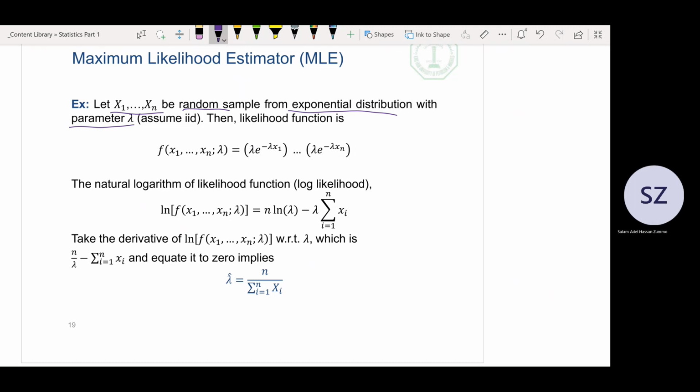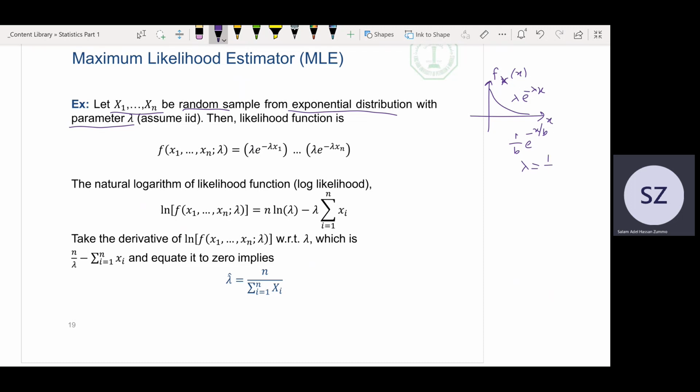Lambda we don't know. Remember the exponential distribution and how its shape looked? The PDF of x looks like this: lambda e to the minus lambda x, or sometimes we wrote it as 1 over b e to the minus x over b. It's the same thing, where lambda equals 1 over b. So the example is that we would like to estimate this parameter lambda, which is 1 over b.